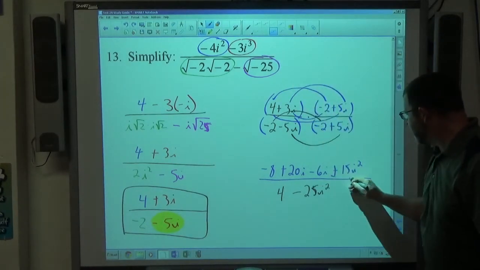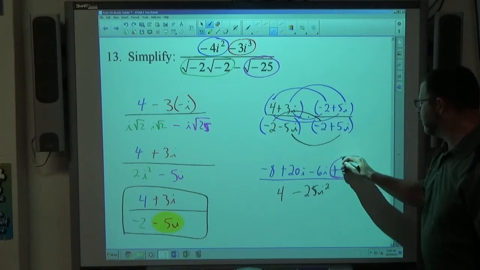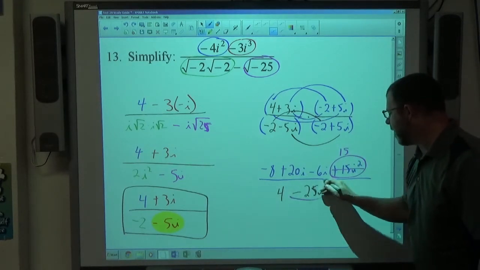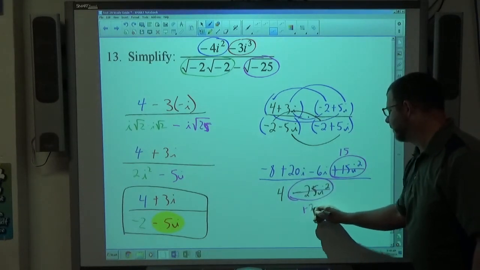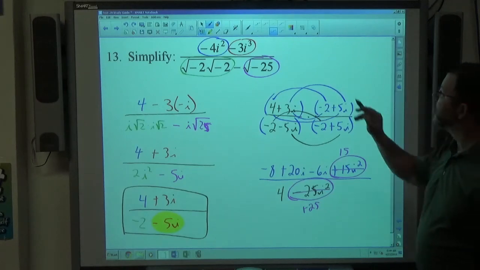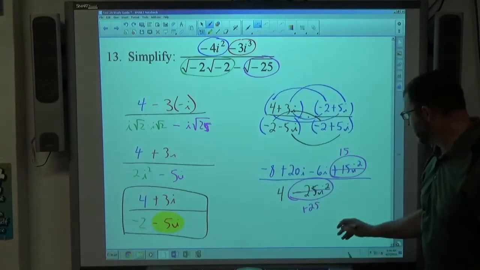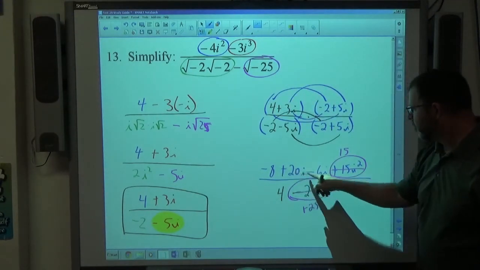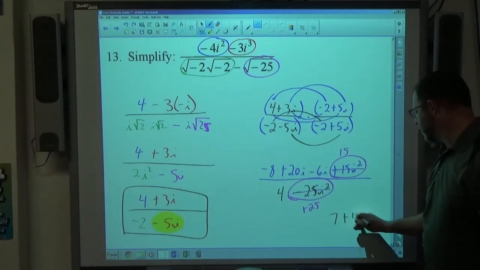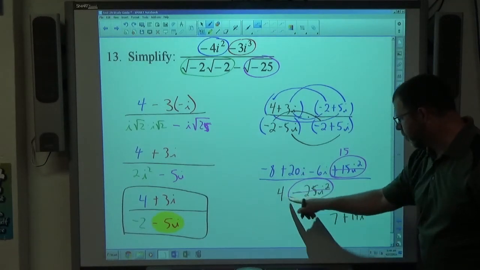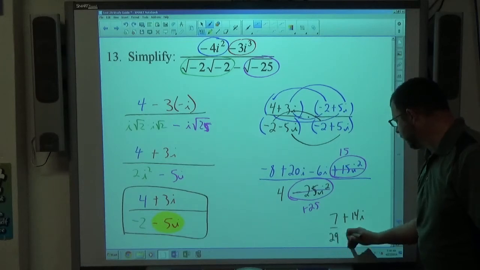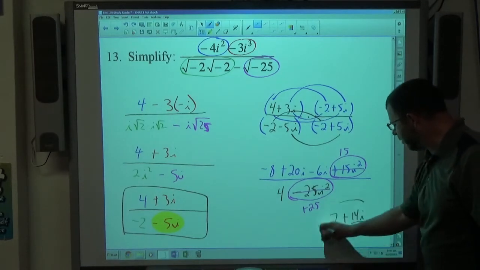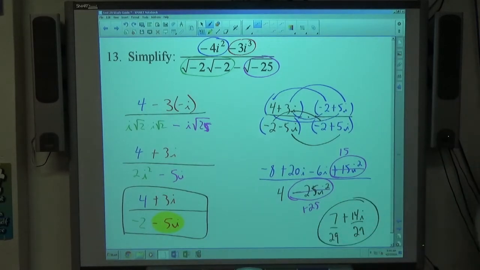Then 15i squared is going to be minus 15. Minus 25i squared is going to be plus 25. So we end up with negative 8 plus 15 is 7. 20i minus 6i is positive 14i. And 4 plus 25 is 29. And since we get imaginary, we're going to write it as separate fractions. There's our simplified version of that expression.